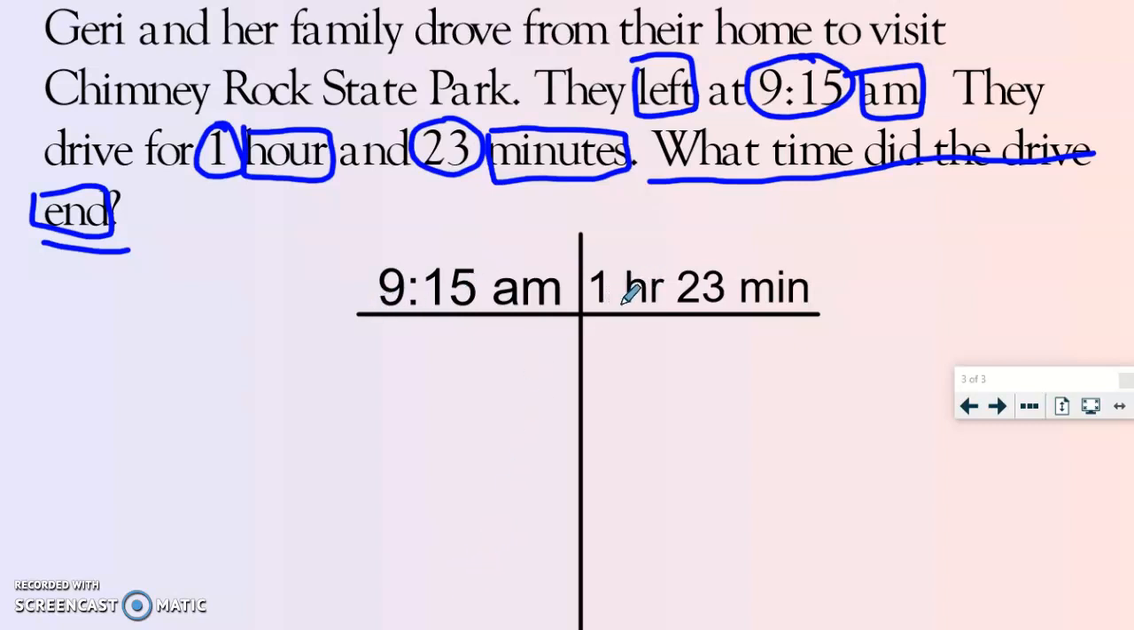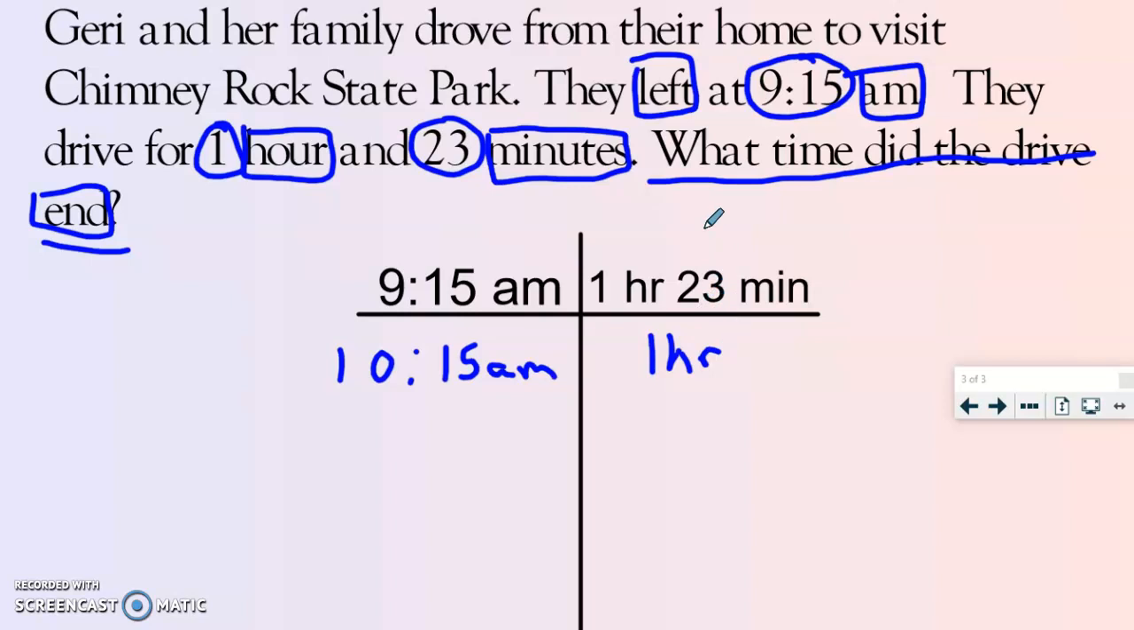So I'm going to start off with adding that hour first. So I'm going to put 1 hour over here. If I add 1 hour to 9:15 a.m., that would take me to 10:15 a.m. All right. Still in the AM. And so now it's actually pretty easy. I just have the 23 minutes.